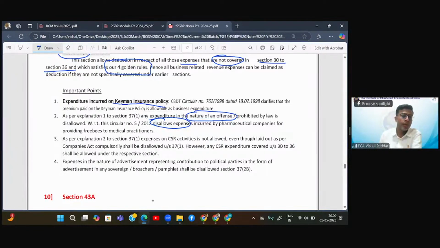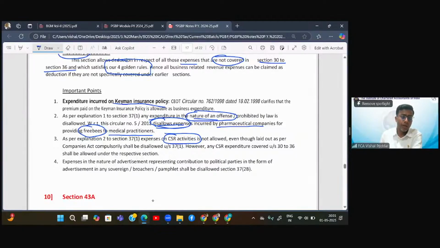Now, this point is specifically relating to pharmaceutical companies because they provide many kickbacks, freebies to medical practitioners so that the medical practitioners may prescribe their medicines. So if they are doing this, they will not get the deduction for any of these freebies or kickbacks because that is an offense as per the IMA provisions. Similarly, where you are incurring expenses on doing CSR, I'm sure in company law you have come across this, that companies have to compulsorily spend some portion of their profits as CSR.